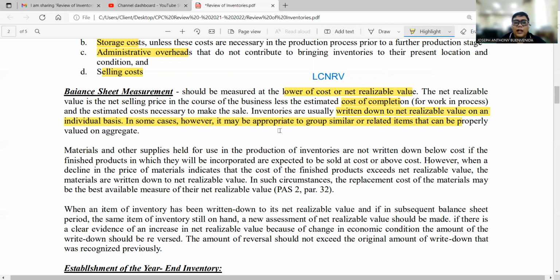So that is it. When we measure inventory, it is the lower between the cost and the net realizable value. If the cost is lower, there's no problem with that. But if the net realizable value becomes lower compared to cost, then that's the time we record or recognize an impairment loss on that certain inventory. Okay?